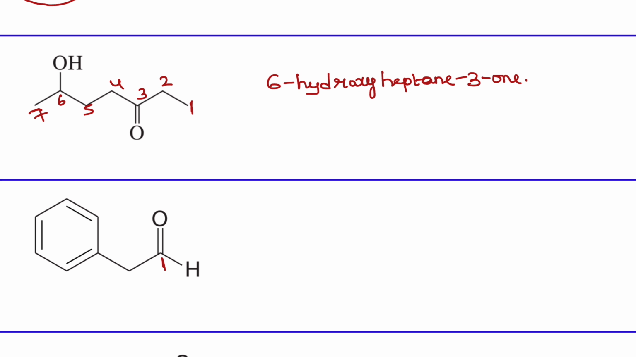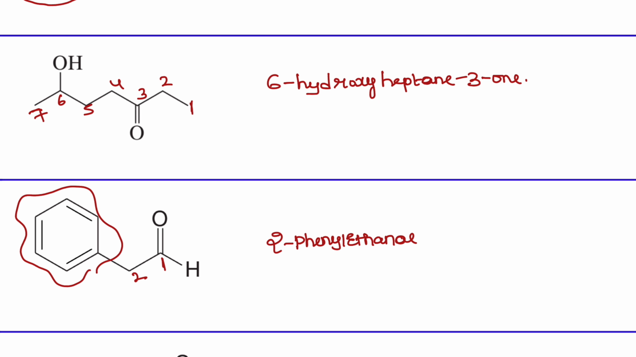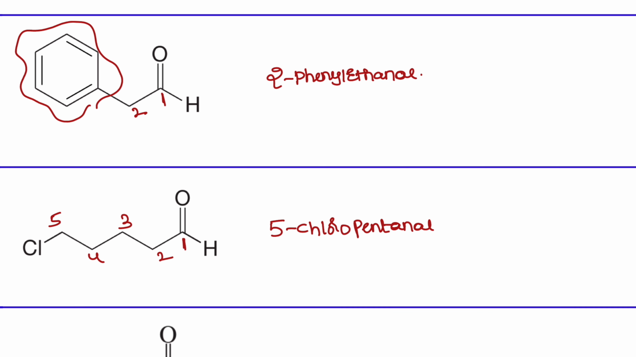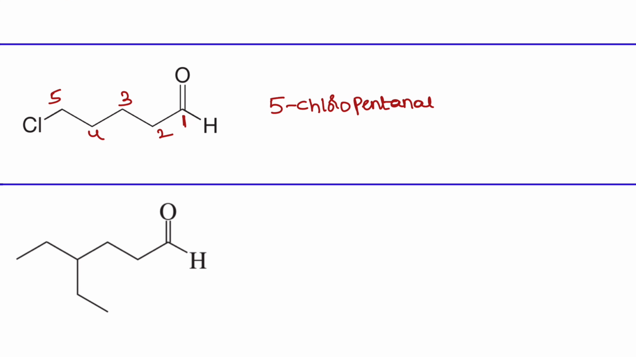Again aldehyde here, 1, 2. This is a branch at the second place. So 2-phenyl ethanal. Next, aldehyde. Chlorine is a substituent present at the fifth place. Prefix is chloro, 5-chloro pentanal. So here aldehyde functional group 1, 2, 3, 4.